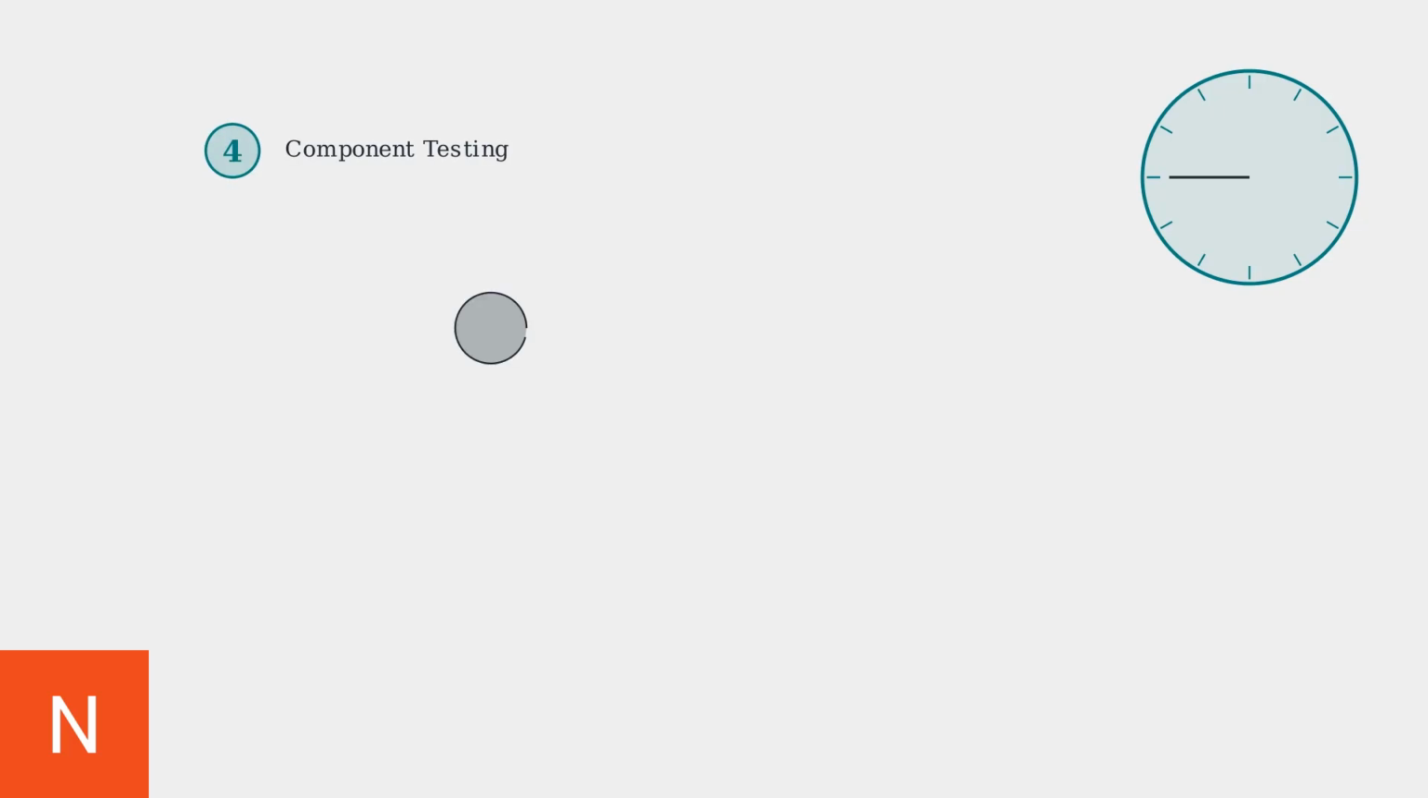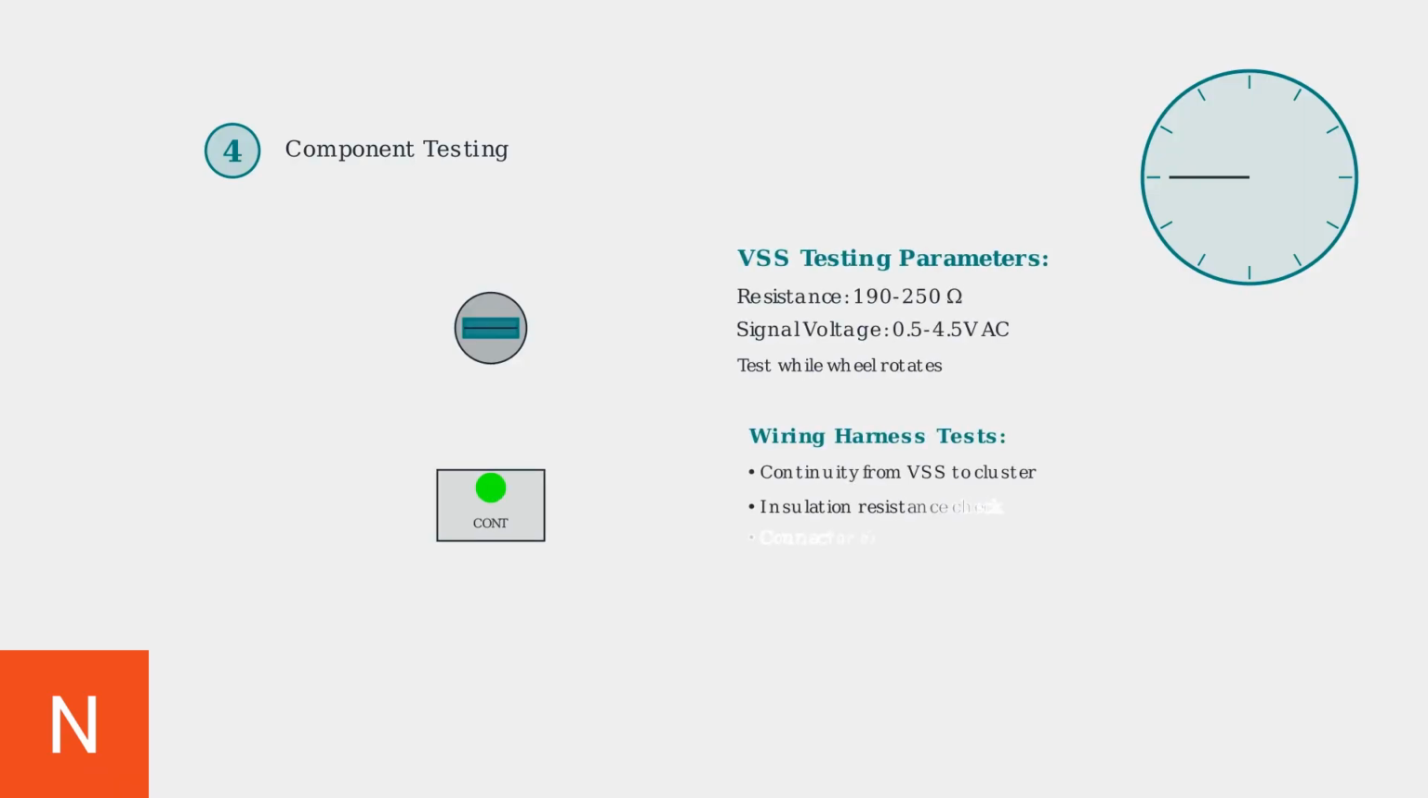Phase 4 involves testing the vehicle speed sensor directly. For magnetic sensors, check resistance between 190 and 250 ohms. Signal voltage should read 0.5 to 4.5 volts AC while the wheel is rotating. Also inspect the wiring harness for continuity and proper insulation resistance.